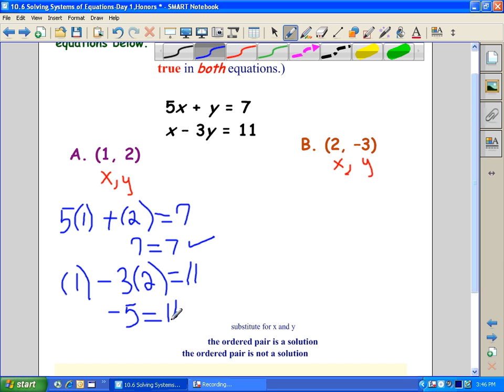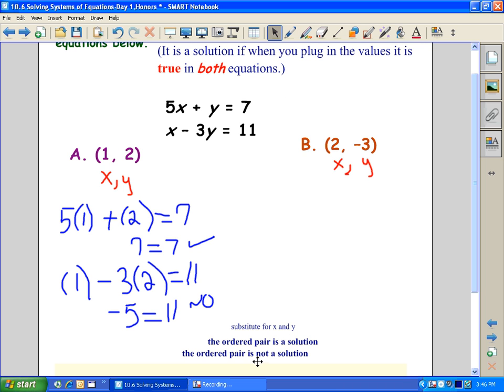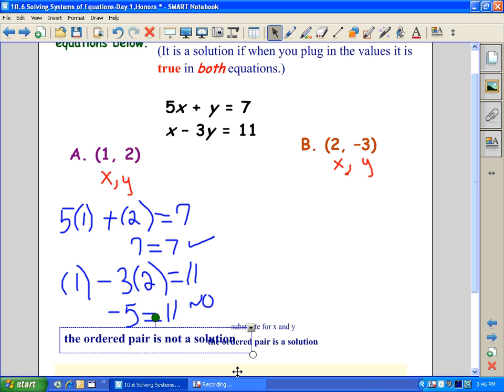And so I asked myself that real easy question, is negative 5 equal to 11? The answer is no. So what does that mean? Okay, I plugged them in correctly. The 1 went for the x, and the 2 went for the y. It's not a solution. So what's the answer to this one? The ordered pair is not a solution.